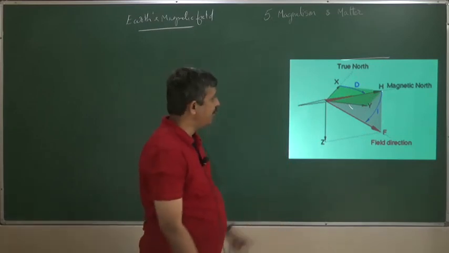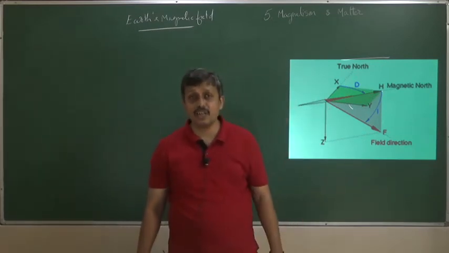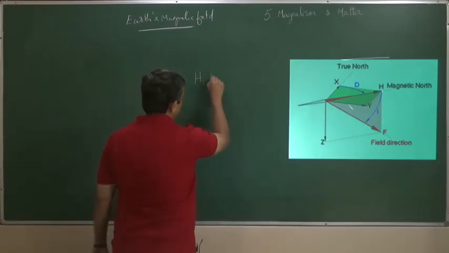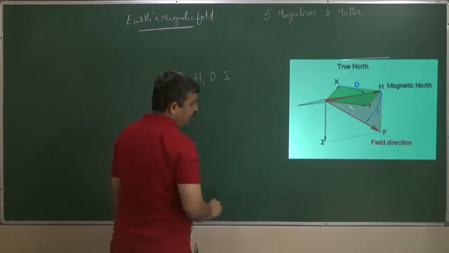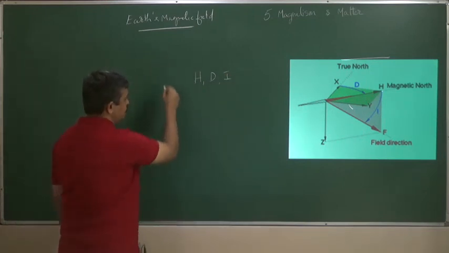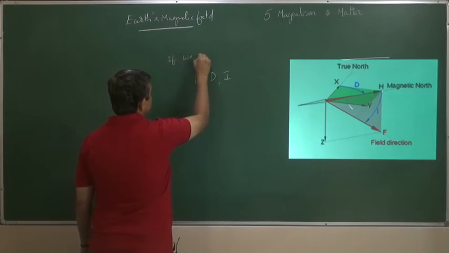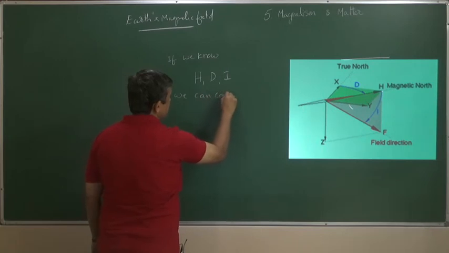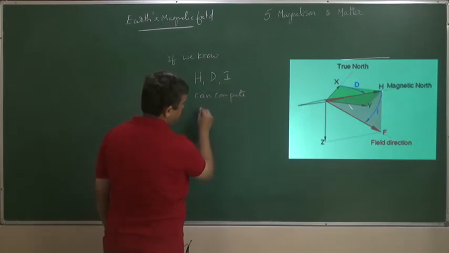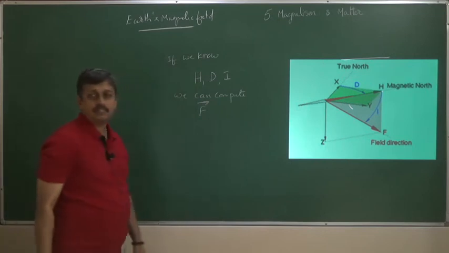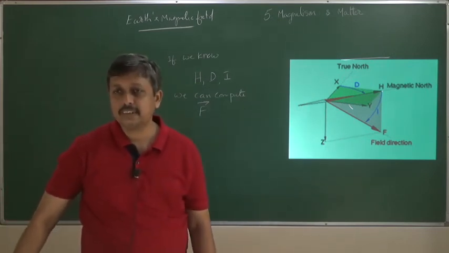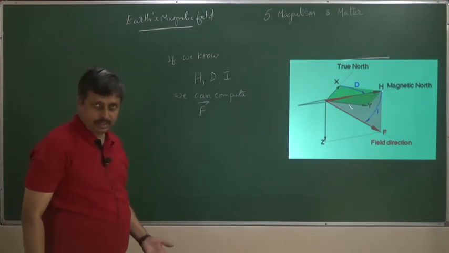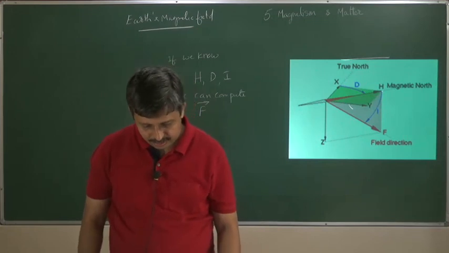If we somehow find out the horizontal component H, and if we know the value of declination and the value of inclination, if we know these three things, we can compute the vector F, isn't it? Think about it. How do we compute it? We can compute it because we can write it down like this.